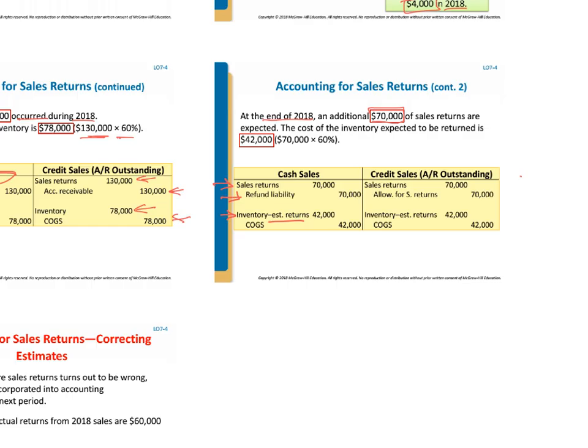We do something very similar over here on the credit side, or for the credit sales situation. The only difference that you see is this allowance for sales returns account, which is a contra asset account. And technically, the probably more correct approach theoretically is actually to record a refund liability account.